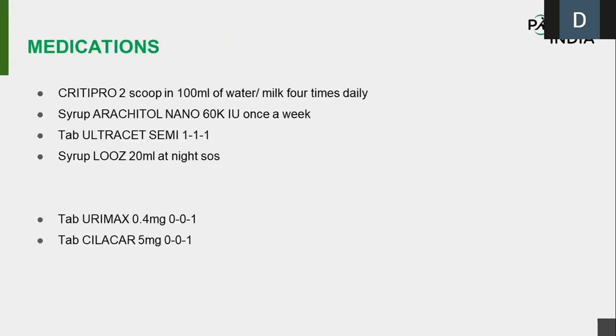Next slide, please. So the medications were Tiprotoscope in 100 ml of water or milk four times daily. So Sreedevi ma'am was telling us, if you can have only one spoon, why not make it your favorite food? But here, since he's being fed through the jejunostomy, to me this could actually be okay. So vitamin D was given, Cerabacitol Nano 60K, one unit of 60,000 international units once a week, Tab Ultracet Semi three times daily. And whenever he has constipation, which happens, he was given syrup Looz 20 ml at night SOS. He was already on these drugs, which are Tab Urimax 0.5 mg and Tab Silica 5 mg at night. So we can continue with those medications.